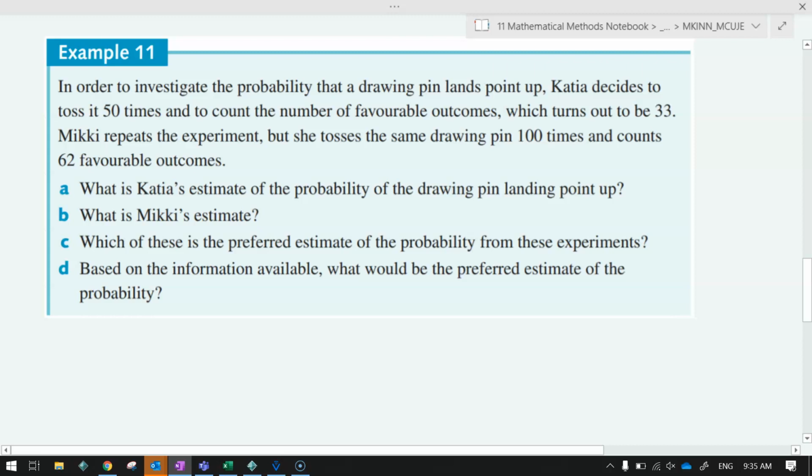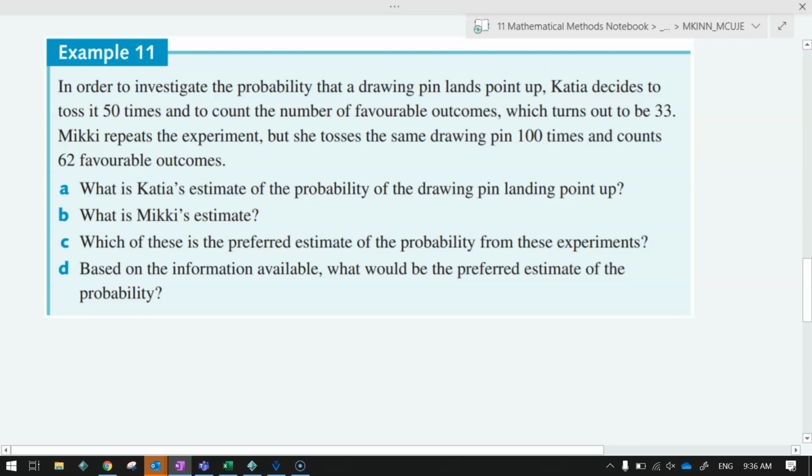In order to investigate the probability that a drawing pin lands point up, assuming it's been thrown or dropped, Katya decides to toss it 50 times and count the number of favourable outcomes. Favourable this time is landing point up. She must be nasty. I would have thought that was unfavourable. She found that it landed point up 33 times out of the 50. Mickey repeated the experiment and tossed the same drawing pin 100 times and found that it landed point up 62 times.